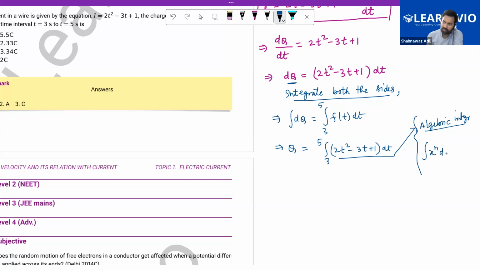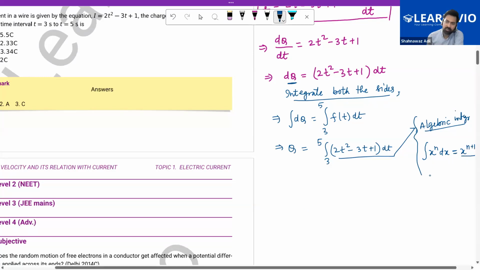The integral of x^n dx. What was it? So this was x^(n+1) divided by n+1. Right. Yes, this would be the integration. So let's integrate this.